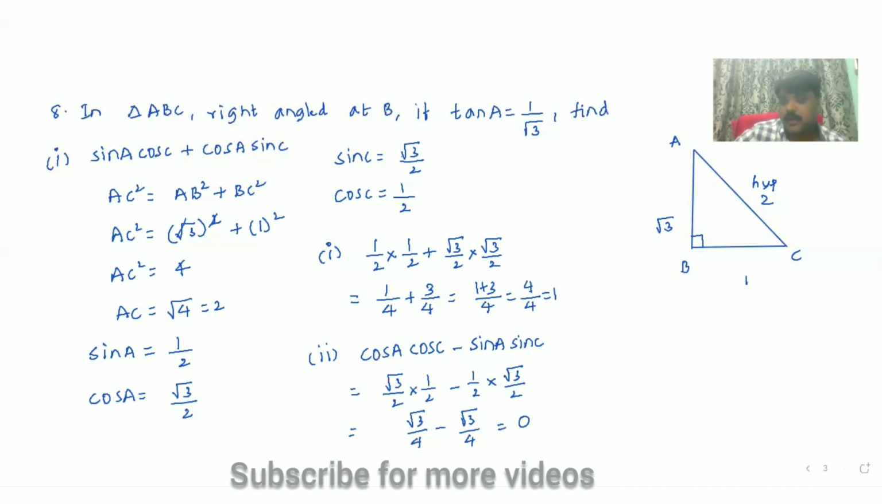Okay. Let us move on to the next problem. In triangle PQR, right angled at Q, PR plus QR equals 25 centimeters and PQ equals 5 centimeters.